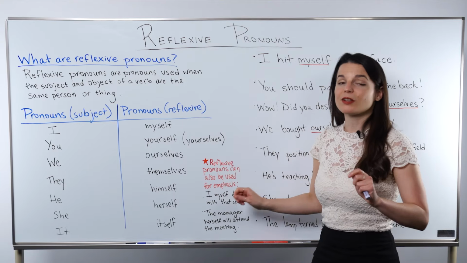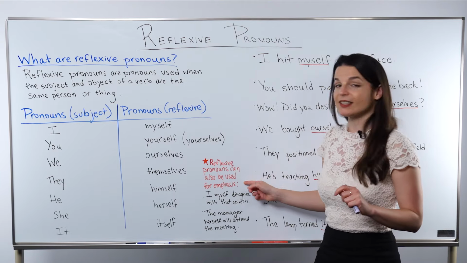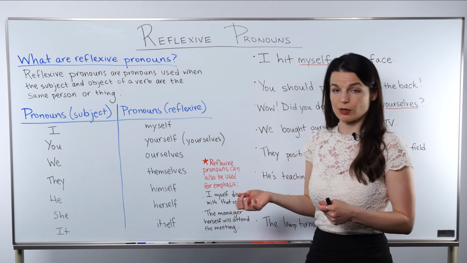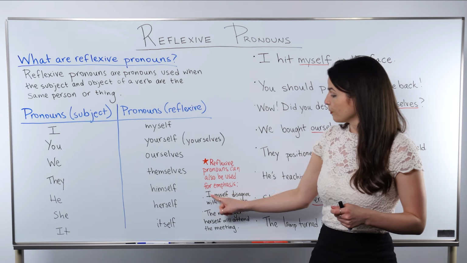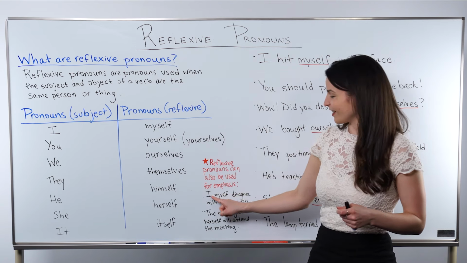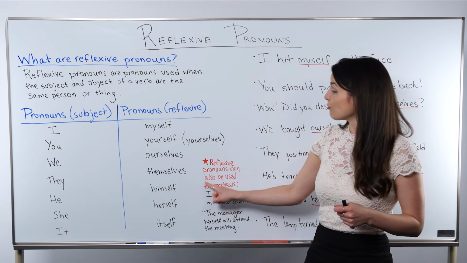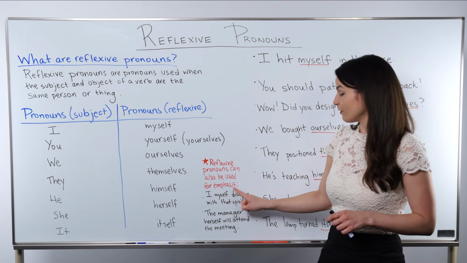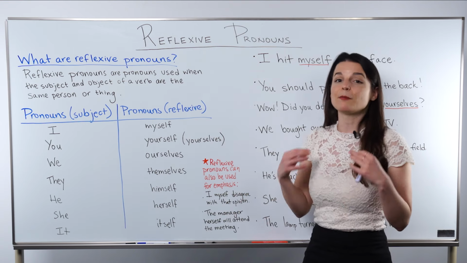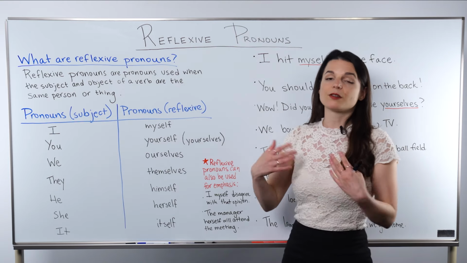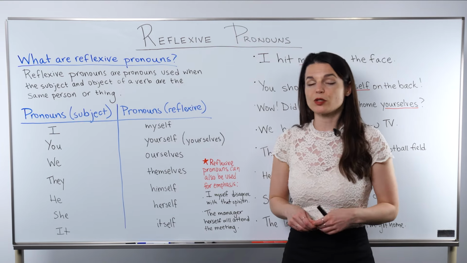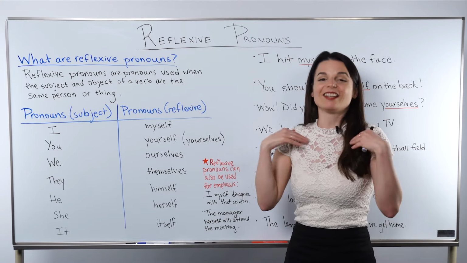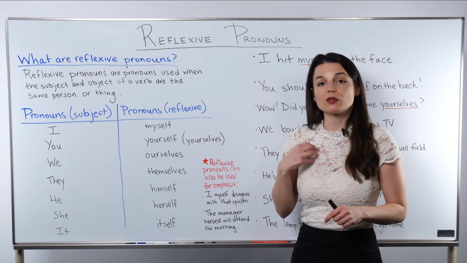We can also use reflexive pronouns for emphasis. When we use these pronouns for emphasis, we typically follow the subject, in this case I, directly with the reflexive pronoun. The example sentence is, I myself disagree with that opinion. This is a sentence pattern used to really emphasize that it's just me. I am the only person that disagrees with that opinion. So this is used for emphasis.